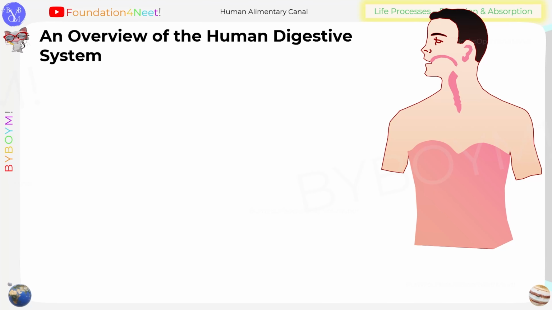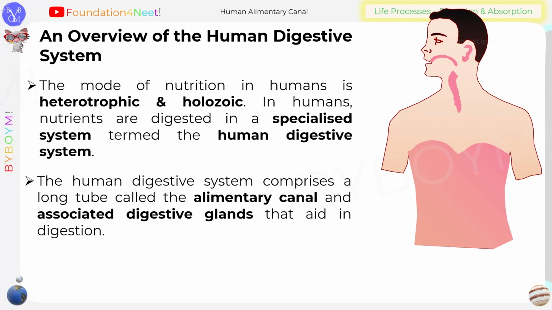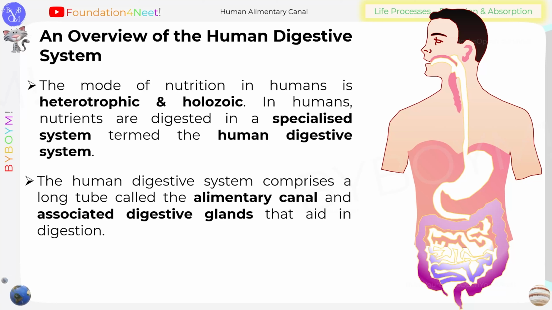We have a specialized system in our body which is known as the human digestive system. So digestion in humans occurs in the human digestive system. The human digestive system is made up of two parts. The first part is the alimentary canal. The alimentary canal is a long tube starting from the mouth and ending at the anus. And the second component is the associated digestive glands. These are your salivary glands, your liver, gallbladder and the pancreas. They play an important role in digestion as they aid in digestion. Directly they are not related, but without them digestion cannot complete.